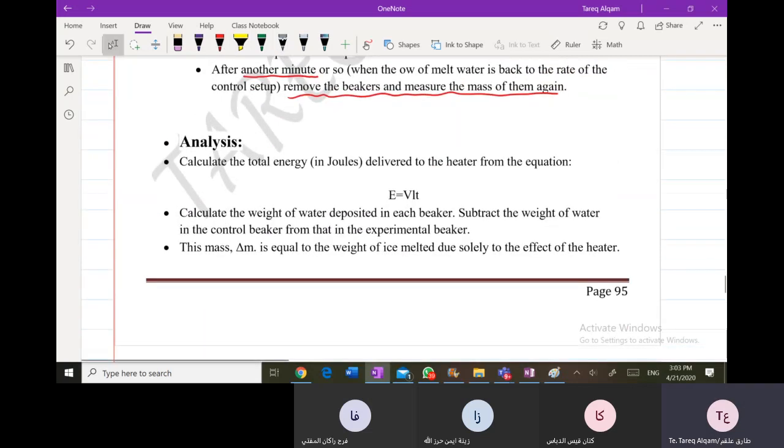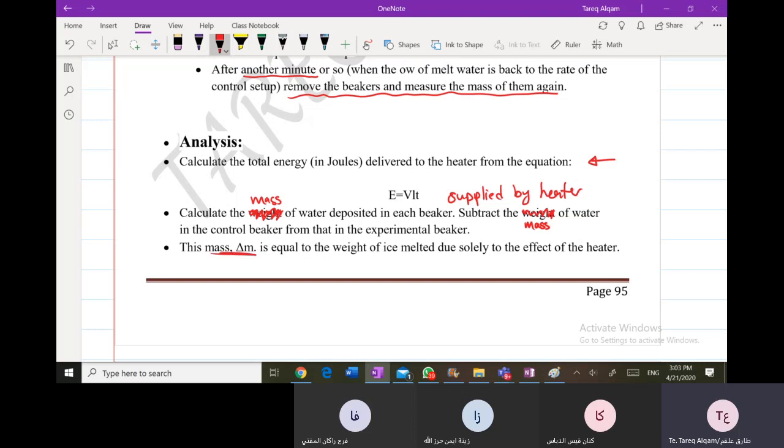For the analysis, guys, we have to calculate the energy supplied by the heater using voltage times current times time. Calculate the mass of water deposited in each beaker, and subtract the mass of water in the control beaker from the experimental beaker.